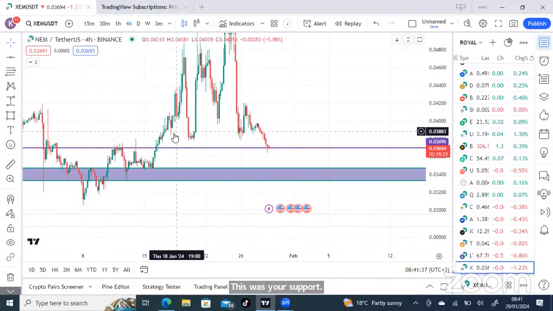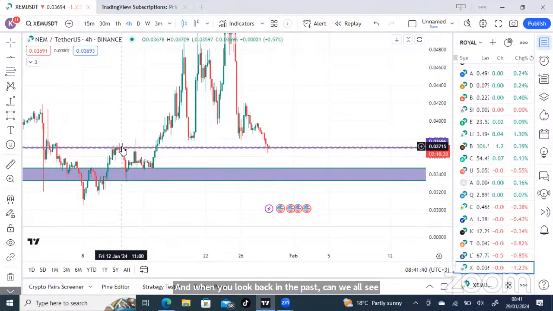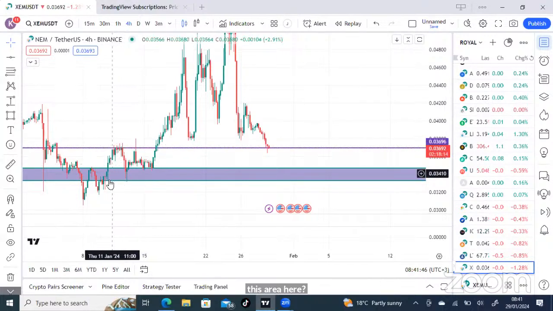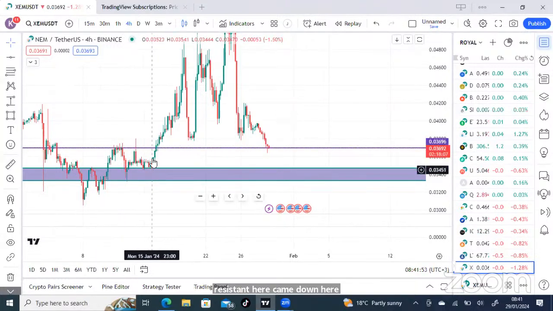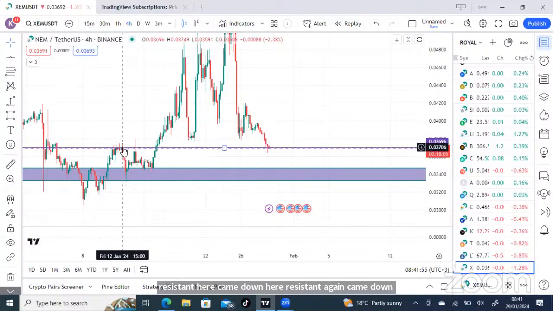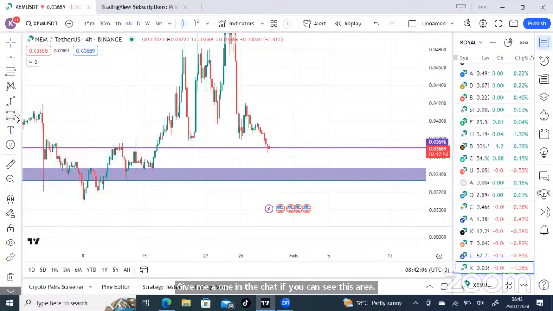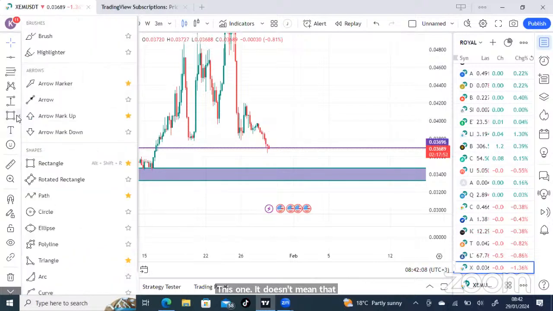But when you look back in the past, can we all see this area here? Because you see the market broke in here, resisted here, came down here, resisted again, came down here and broke. Could we see this area here? So we could not take this area for granted. Give me one in the chat if you can see this area. It doesn't mean that the market might stop there, no, but it is an important area.